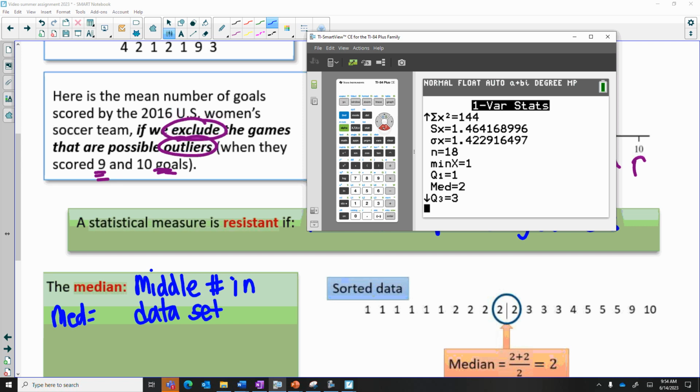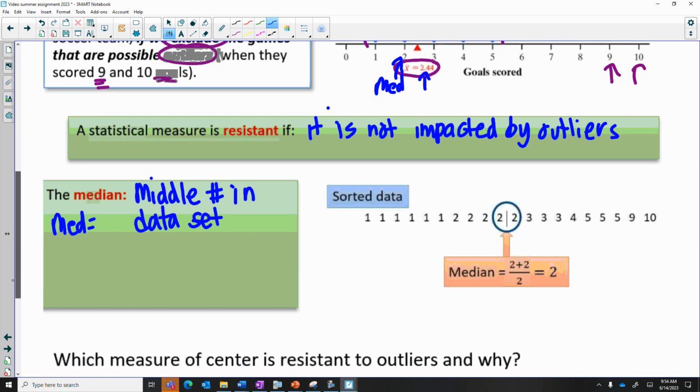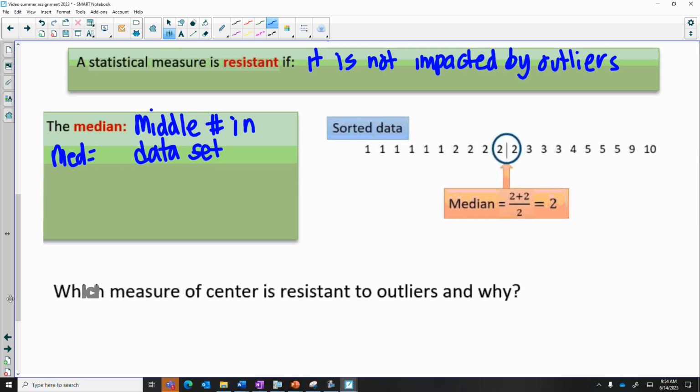And then if you scroll down, do you see the median is still 2? Aha! Median is still 2. So the median is not impacted by the outliers because it's in the middle, and the outliers are not in the middle. The outliers are on the end, all the way on the right. So they're not going to really affect the median very much. So the median is resistant to outliers. It's not impacted by the outliers.